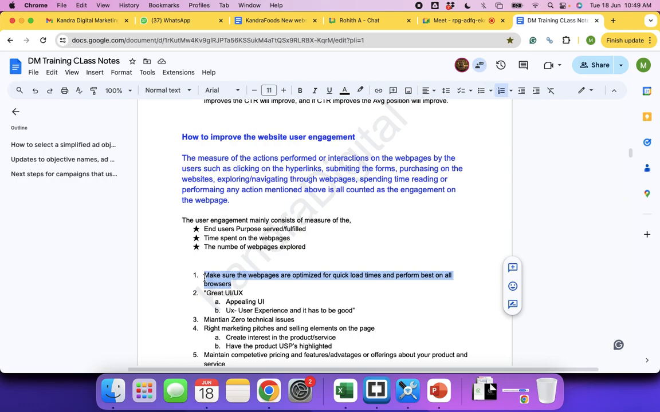Same way on your web pages, the communication cannot be plain. You need to have the marketing and selling elements on your web page. That's when people will buy from you. Correct? Agree, guys, everybody? Yes, sir.